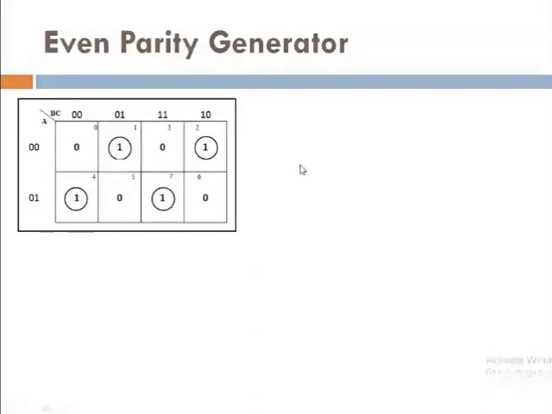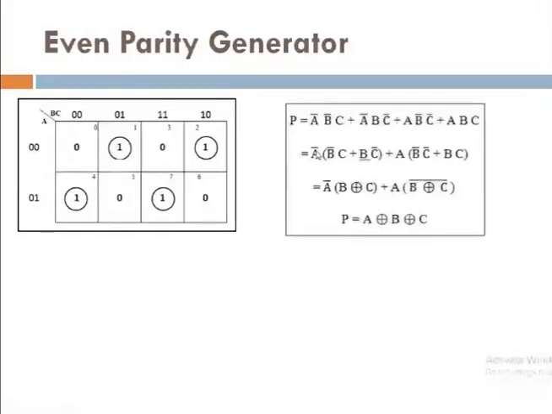Okay, now we can write down the four terms. So first term is for this group, next term is for this group, next term is for this group, and final term is for this group. Now you can observe here, in a K map, if there are groups which contain only one cell, then we can easily convert it into XOR format. Now how can we convert it into XOR format? See here, this is actually our reduced equation.